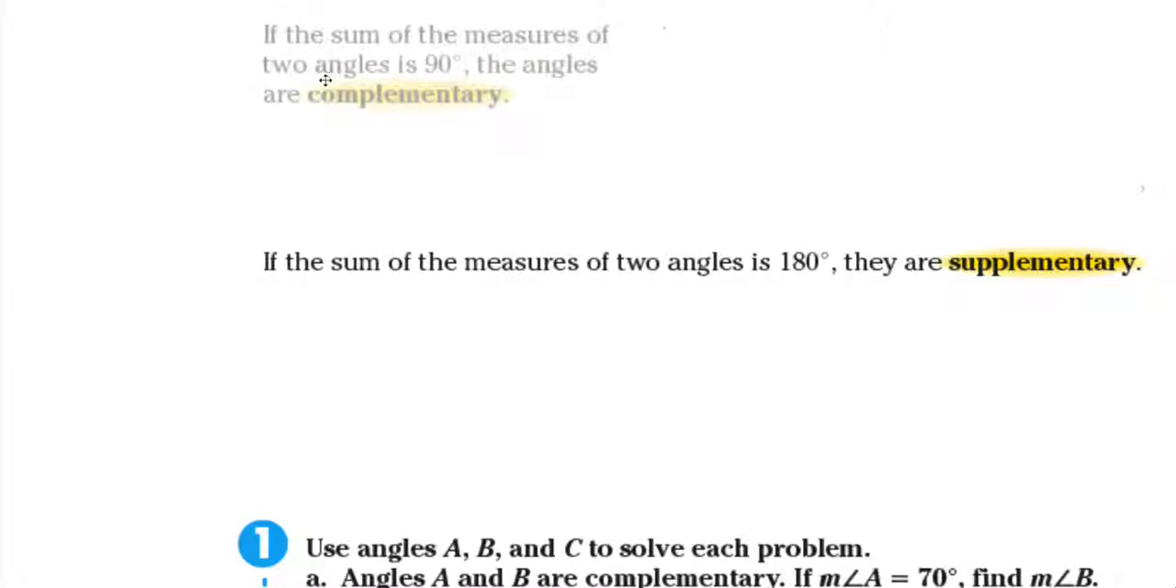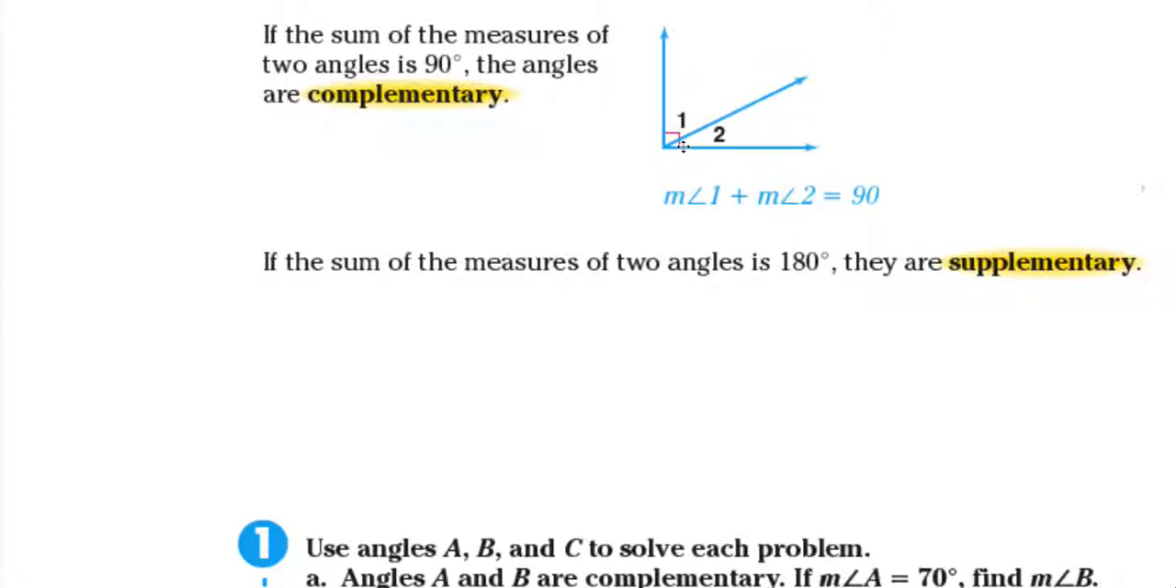If the sum of the measures of two angles is 90 degrees, the angles are said to be complementary. And this is an example of a complementary angle. That box indicates a right angle. So angle 1 and angle 2 are complementary angles, meaning the measure of angle 1 plus the measure of angle 2 equals 90 degrees. And we can also have angles that are not adjacent to each other, which are angles 3 and 4. Since the measure of angle 3 plus the measure of angle 4 will equal 90 degrees, these two angles are complementary angles.